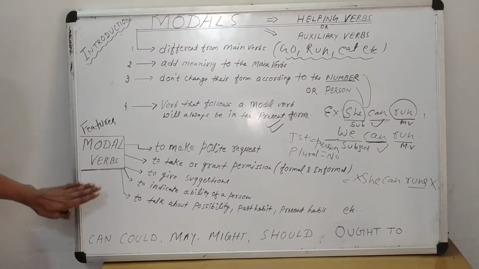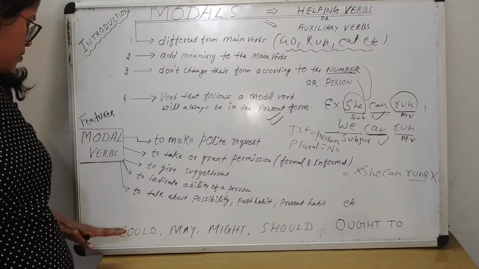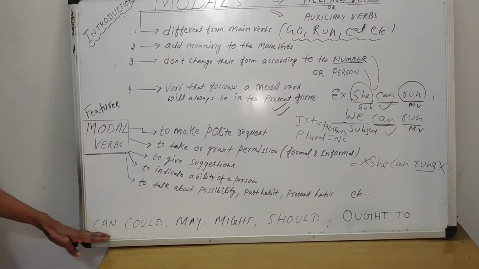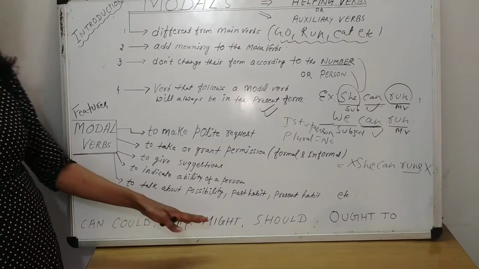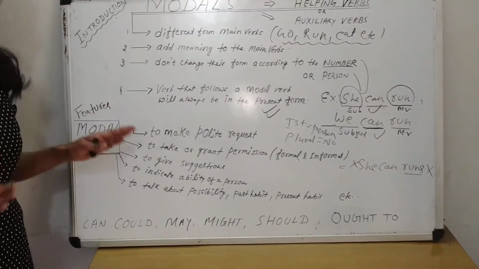Now I am going to explain these modal verbs: can, could, may, might, should, ought to. And I am going to take them separately along with examples.